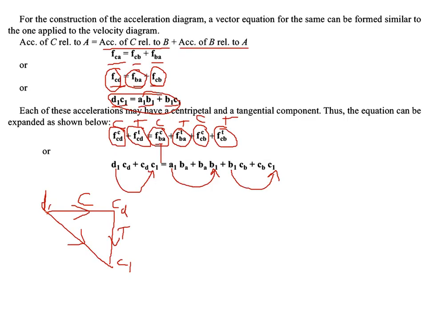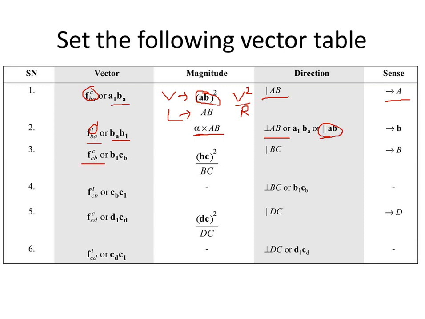Then let us take the next one. See this one, centripetal again, FCB, for this it is B1 CB. Again the same formula, V square by R, so BC square by capital BC. This should be parallel to BC, and the sense should be from B. Then next tangential with CB, FTCB, this will be CB C1. This will not be given in the question, so it is unknown. So just write a dash, because if only alpha for the input is given in the question, these things you have to find out. So it will not be given.